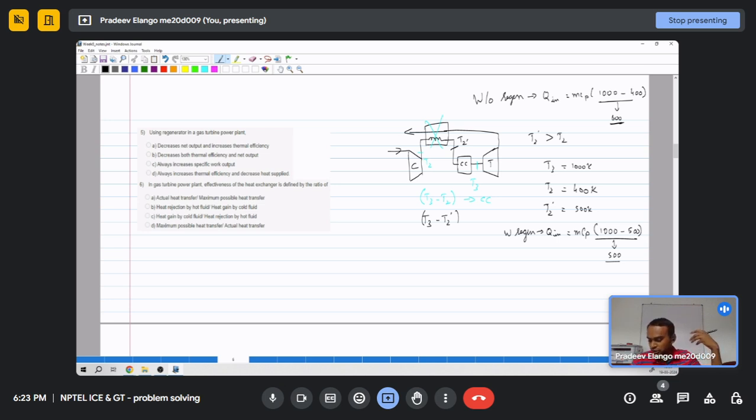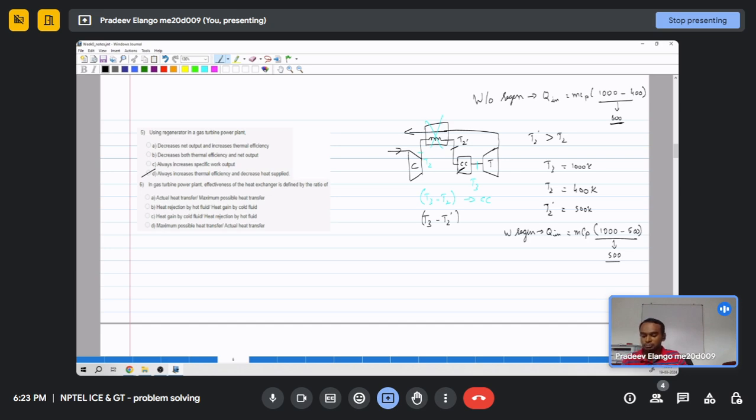So that means you are reducing the heat that you are supplying using the combustion chamber, because the combustion chamber is where you put the actual fuel and then increase the temperature of the working fluid. So this always increases thermal efficiency and decreases heat supply.